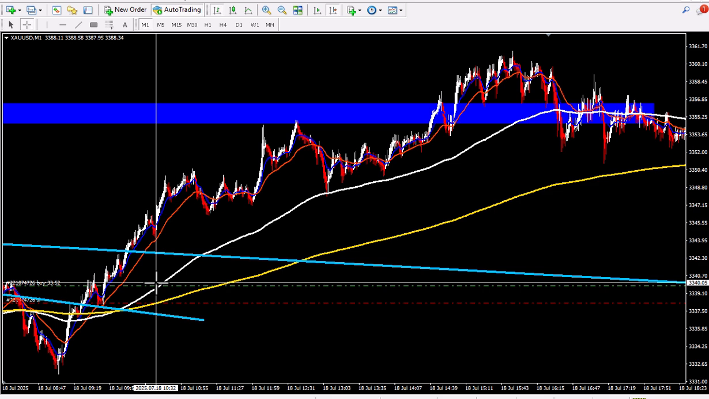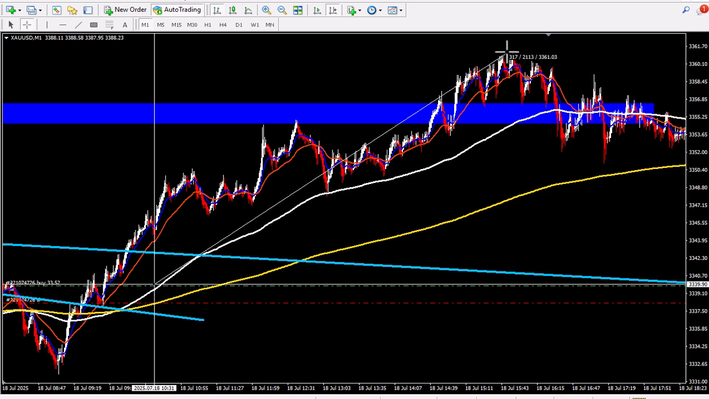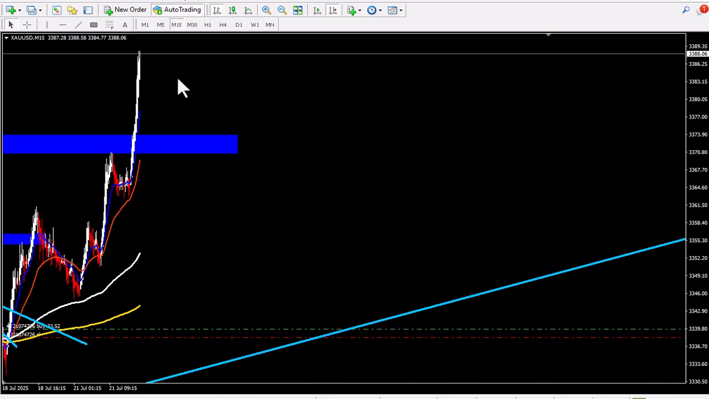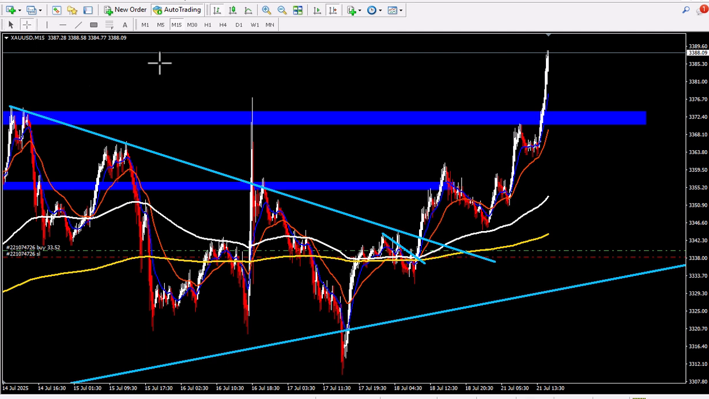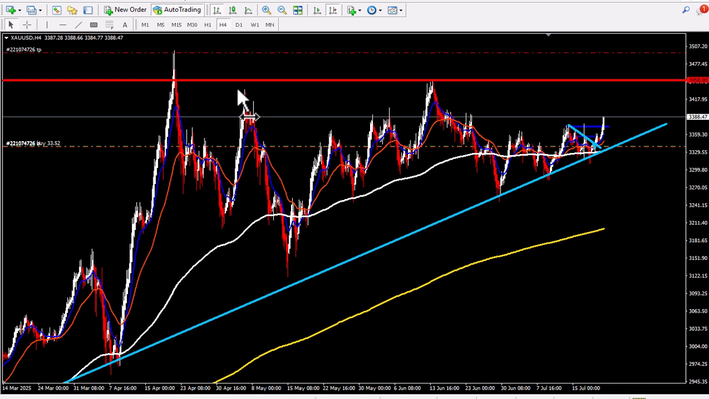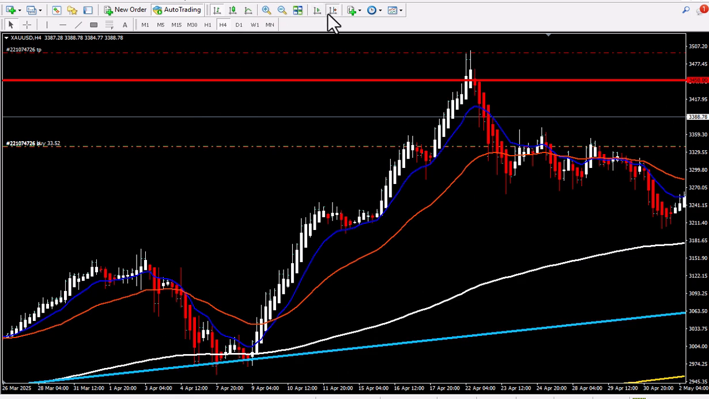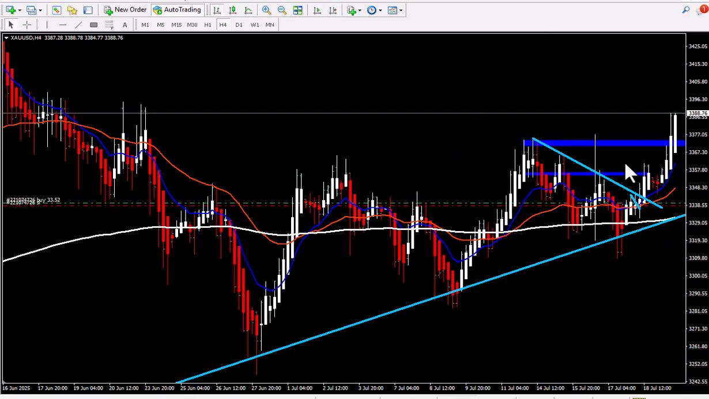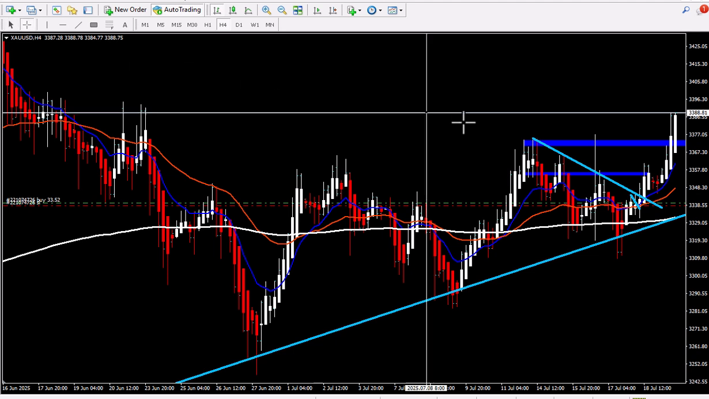And now you can see the price is just moving, look at how much it is moving. This was my first target, and this is the second, third target. There are two targets. You see the first target, then the second.